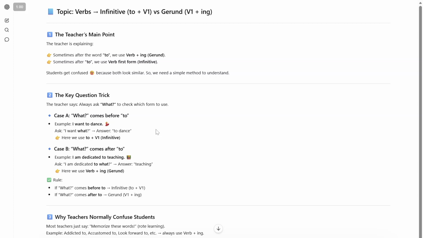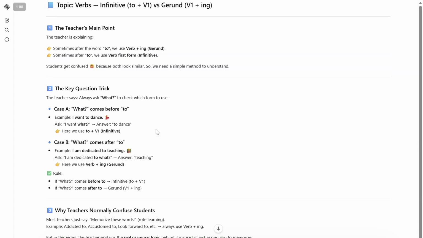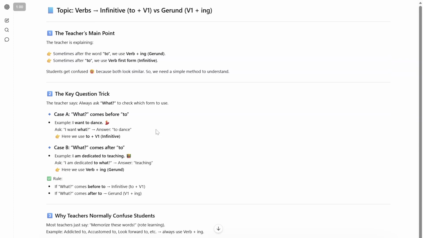Case A, what comes before "to"? Example, I want to dance. Ask, I want what? Answer, to dance. Here we use to plus V1, the infinitive. Case B, what comes after "to"? Example, I am dedicated to teaching. Ask, I am dedicated to what? Answer, teaching. Here we use verb ing, the gerund. The rule: if "what" comes before "to," infinitive, to plus V1. If "what" comes after "to," gerund, V1 plus ing.